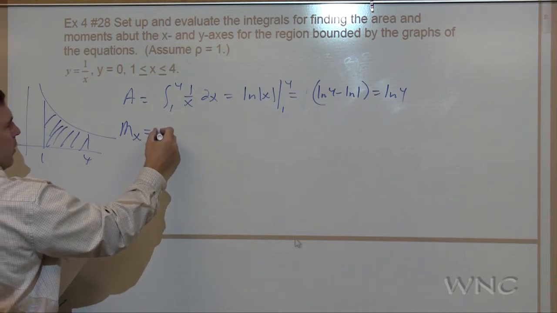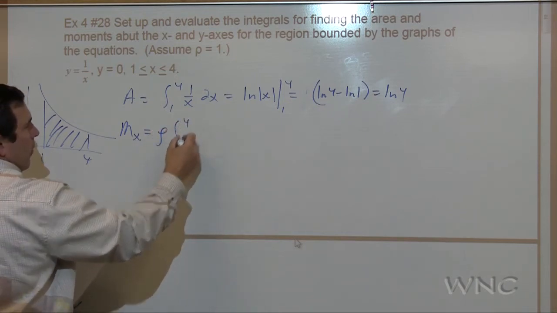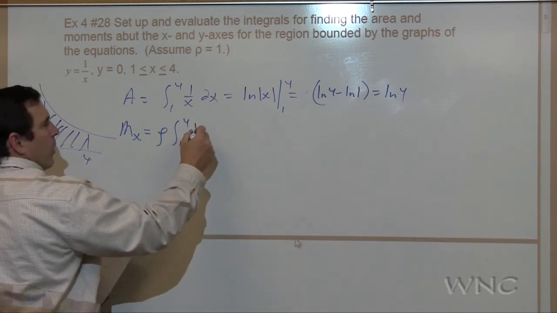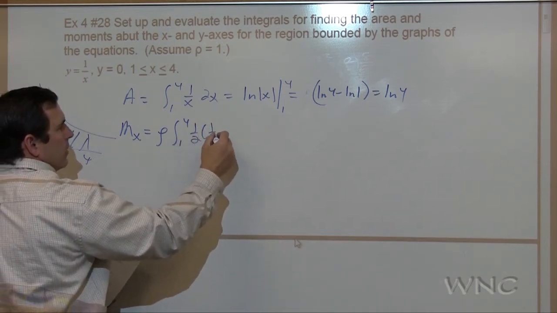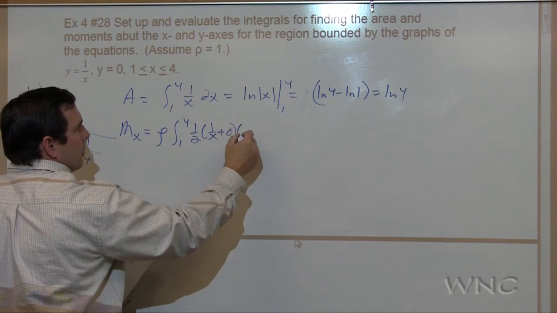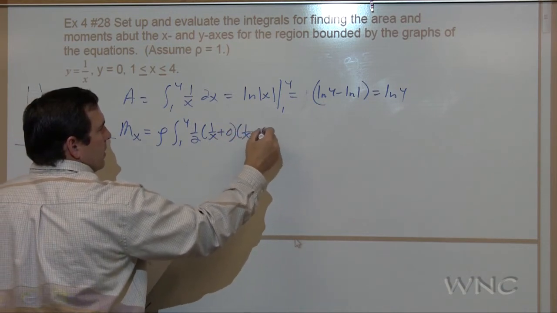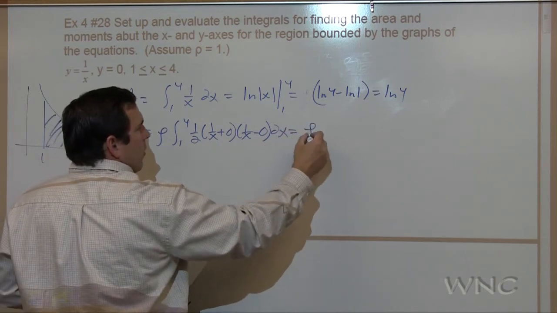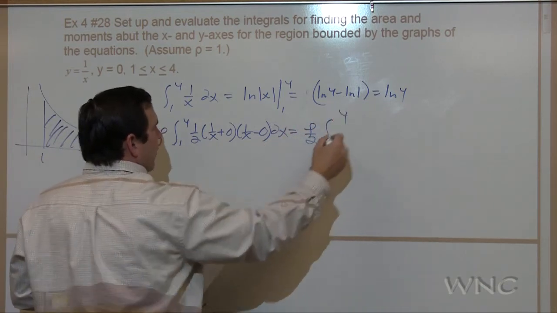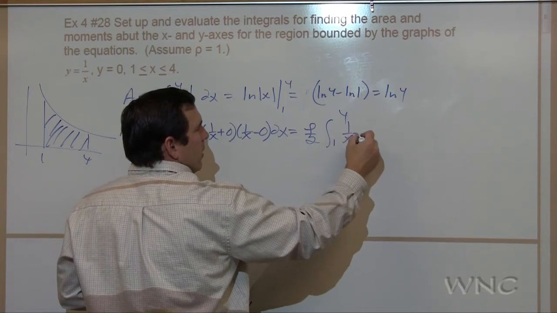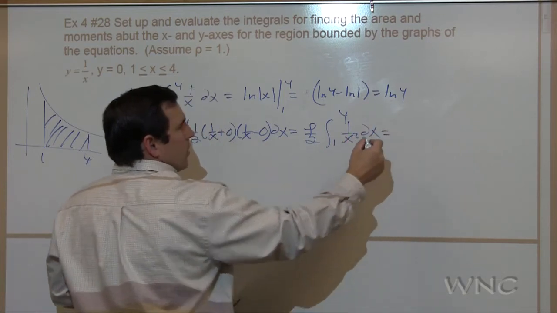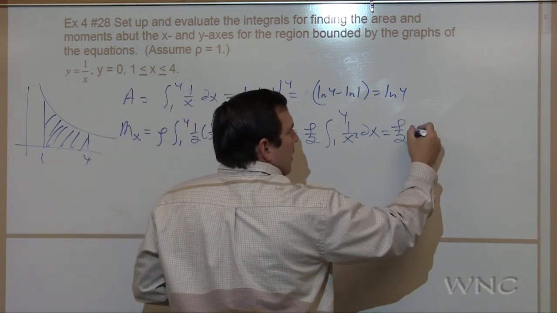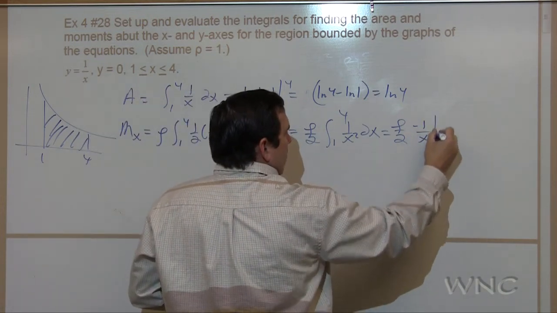Mx is going to be rho times the integral from 1 to 4 of 1 over 2 times (1 over x plus 0) times (1 over x minus 0). So that's going to be rho over 2 times the integral from 1 to 4 of 1 over x squared dx. That's rho over 2 times what? That'd be negative 1 over x from 1 to 4.